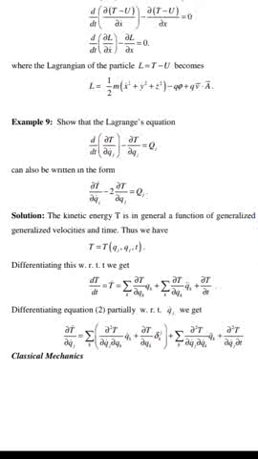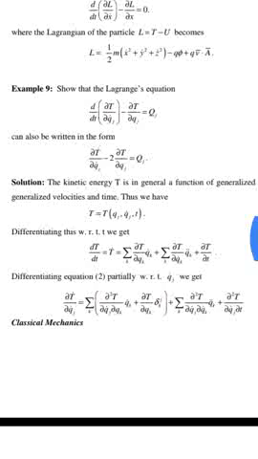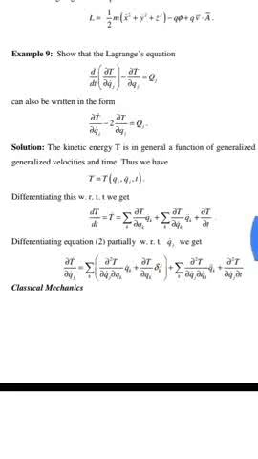Show that the Lagrange equations of motion d/dt of ∂T/∂q̇j minus ∂T/∂qj is equal to Qj can also be written in the form ∂Ṫ/∂q̇j minus 2 ∂T/∂qj is equal to Qj.